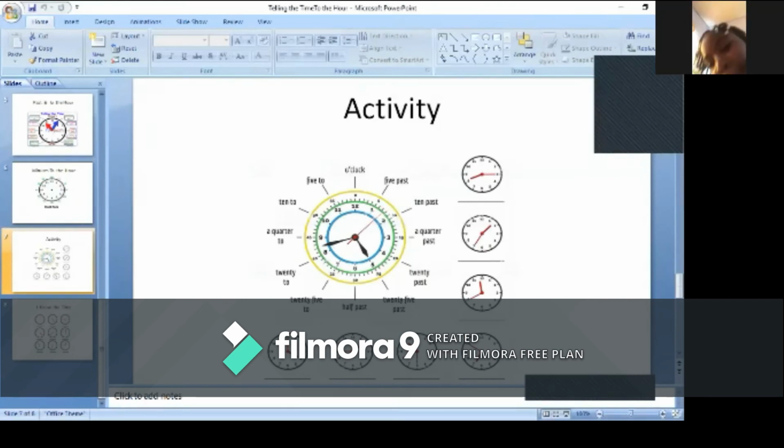5, 10, 15. How many minutes did you get? 5, 10, 15. So it is 8:15. What time is it? 8:15 or 15 minutes past 8. Another way to say it is 8:15. The long hand has gone quarter way around the clock.